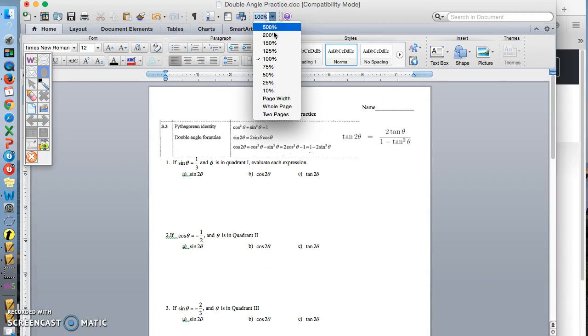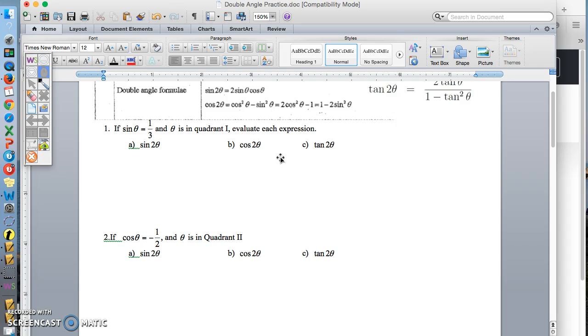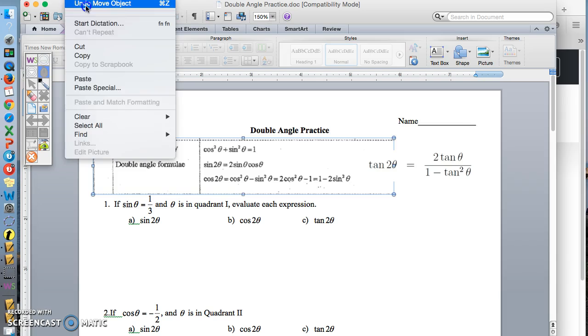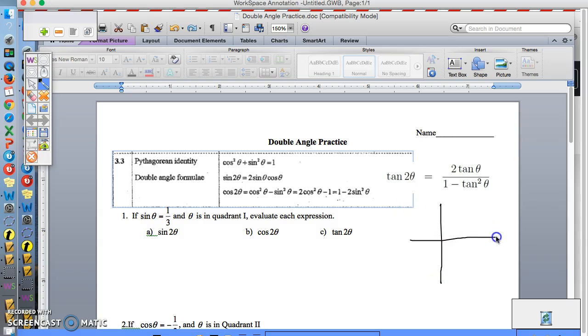So we're going to start going through this worksheet that you had. This first one here is in quadrant 1. Quadrant 1, we have our triangle. Our sine, opposite over hypotenuse, is 1 over 3.